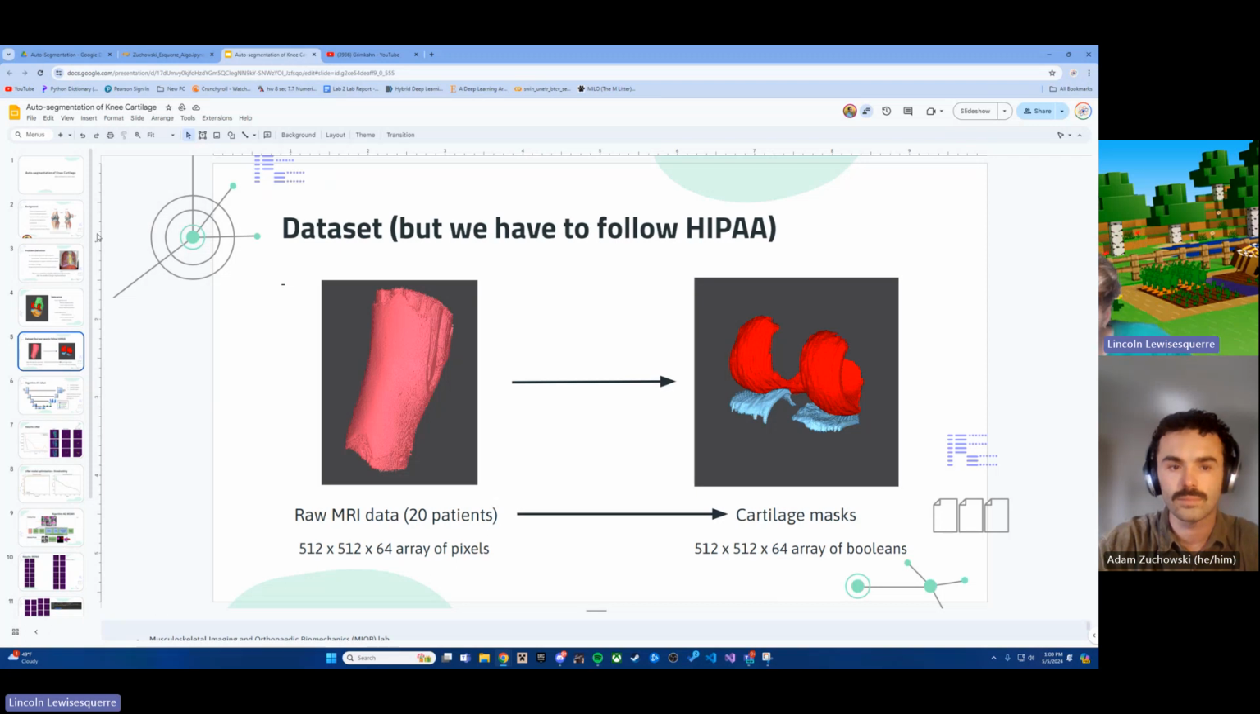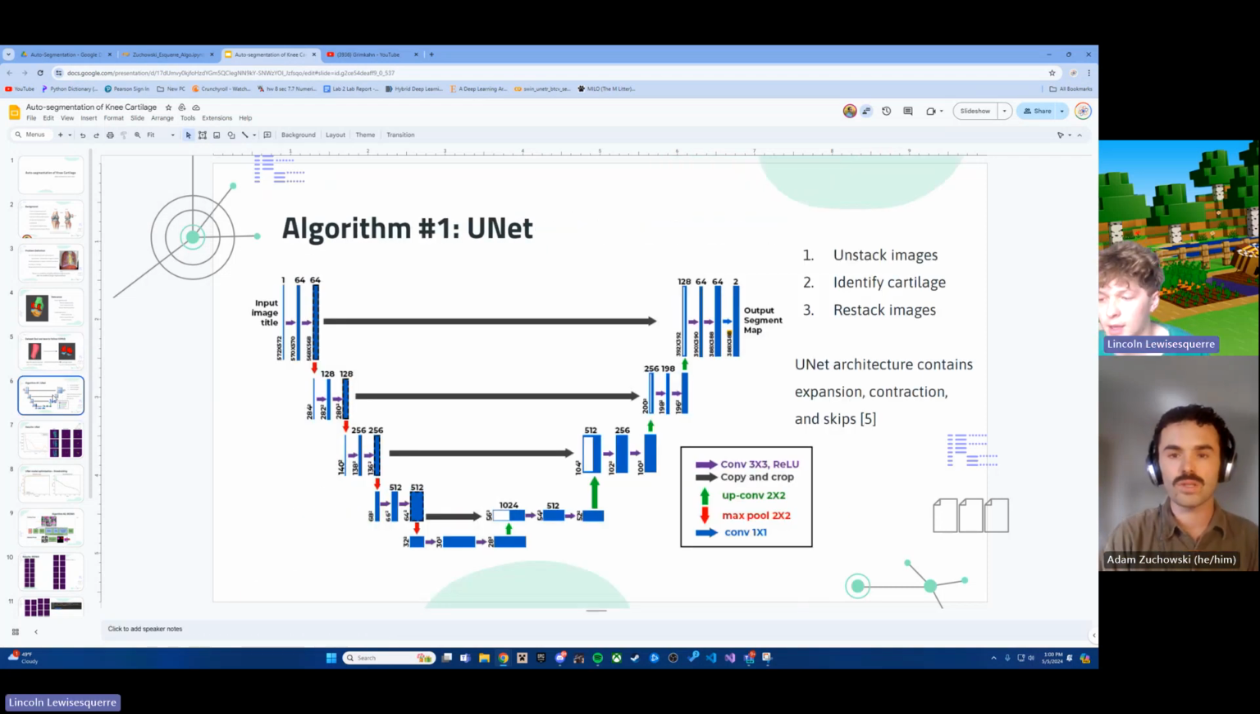Our goal is that we would throw in this raw MRI data of someone's knee, and we would be able to get these cartilage masks, so another 3D model of that person's cartilage. And we can use it to calculate a lot of things, like where force is being applied and what areas are wearing off more than others, because normally you'd come in every few months and get an MRI.